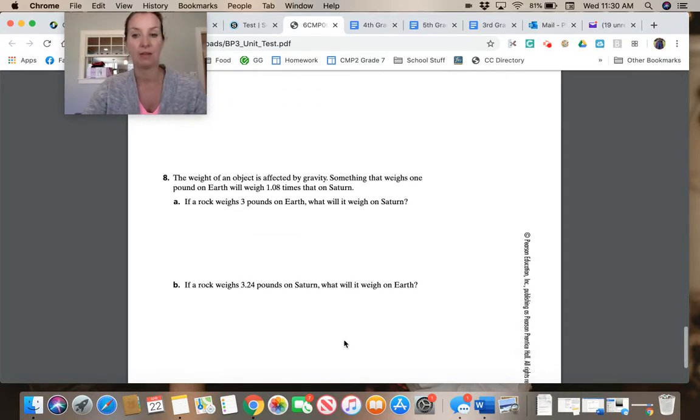And now we're on the last question, number 8. The weight of an object is affected by gravity. Something that weighs 1 pound on Earth will weigh 1 and 8/100 or 1 and 1/800th times that on Saturn. If a rock weighs 3 pounds on Earth, what will it weigh on Saturn? And then part B, if a rock weighs 3.24 pounds on Saturn, what will it weigh on Earth?